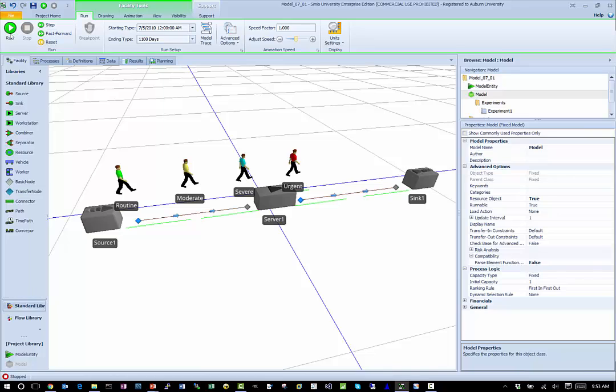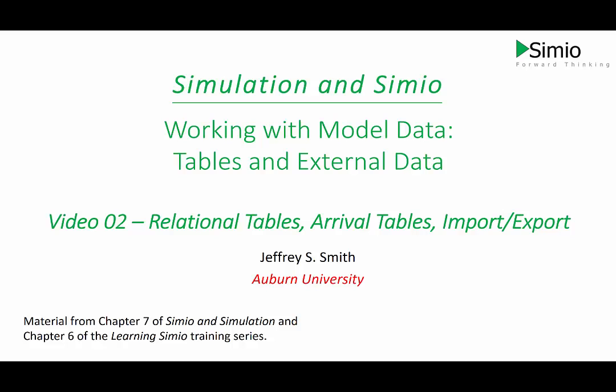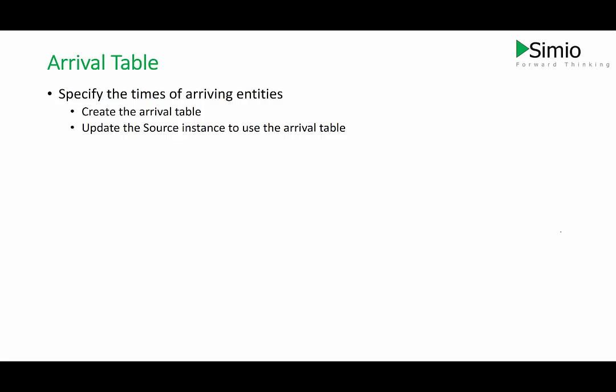In video 1 we talked about how to set the model up and how to work with the data table. In this video we'll be looking at three concepts: relational tables, arrival tables, and data import-export. First up, let's talk about using an arrival table. An arrival table in Simio allows the user to specify times of arriving events.